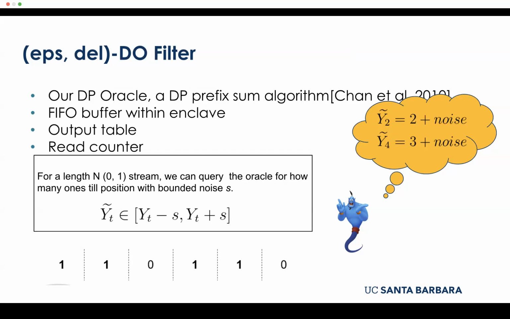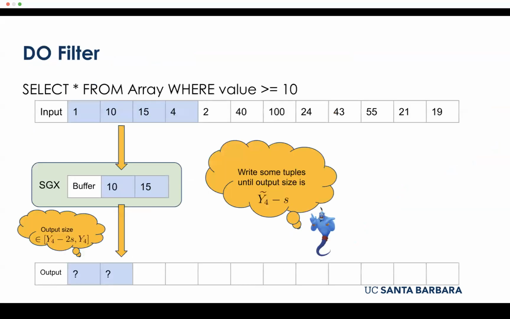And also we need some FIFO buffer, the output table, and also a recounter to implement our algorithm. So let's start with the epsilon-delta DO filter.